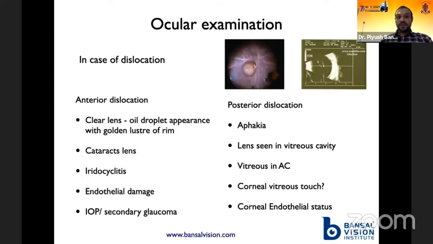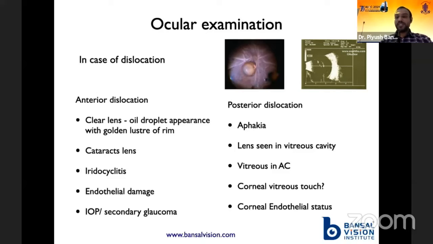Now, in cases of dislocation, when there is an anterior dislocation, generally we'll be able to see a clear lens which has an oil droplet appearance with a golden luster of the rim. It might be cataractous, there might be iridocyclitis, there might be endothelial damage, there might be a rise in intraocular pressure leading to secondary glaucoma. In cases of posterior subluxation, the pupillary area will obviously be aphakic.